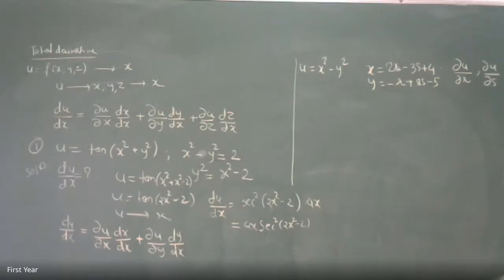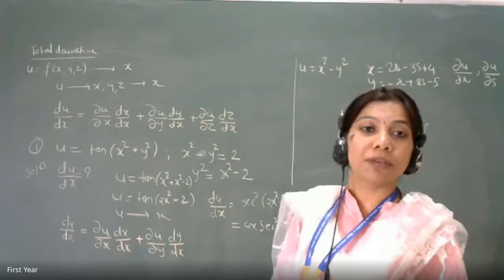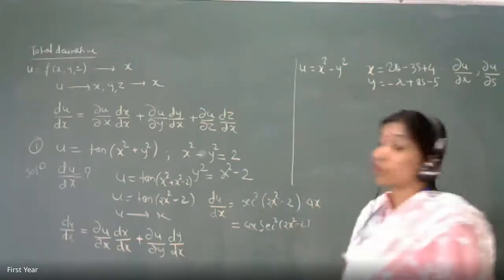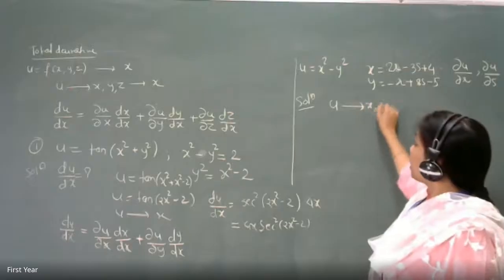So first of all, whenever there are more than two equations or two functions, you will have to see what is the dependency. Who is depending on which variable? The relation between the variables. Now looking at the question, on which variables is u depending? X and y. U depends on x and y, and x and y are depending on r and s.